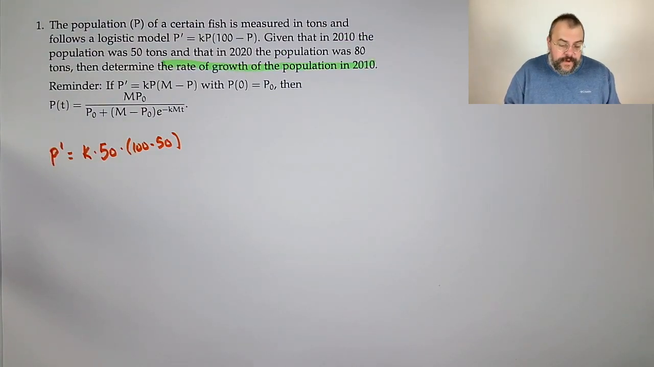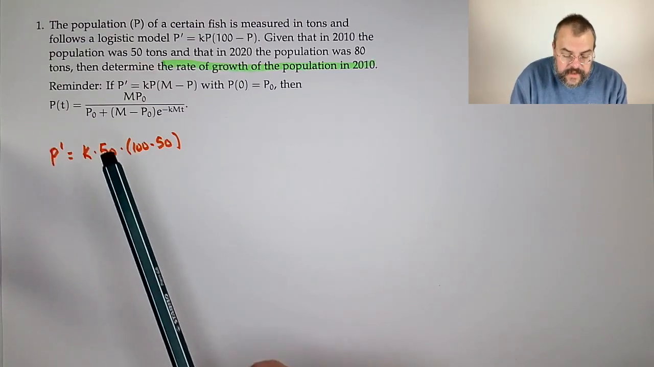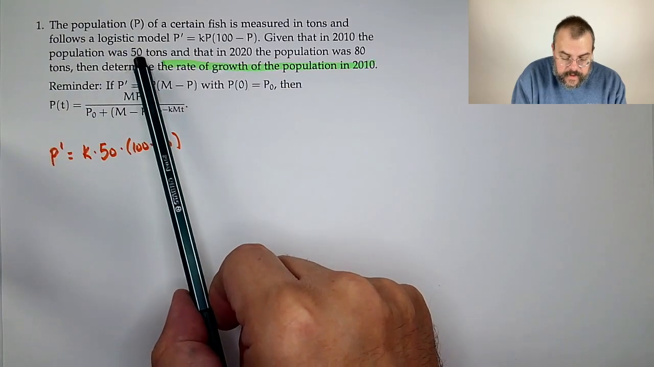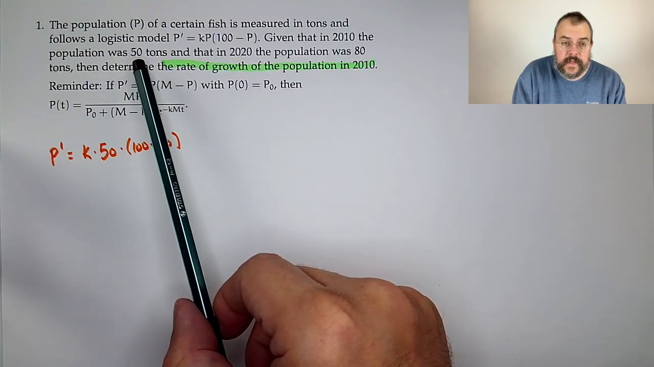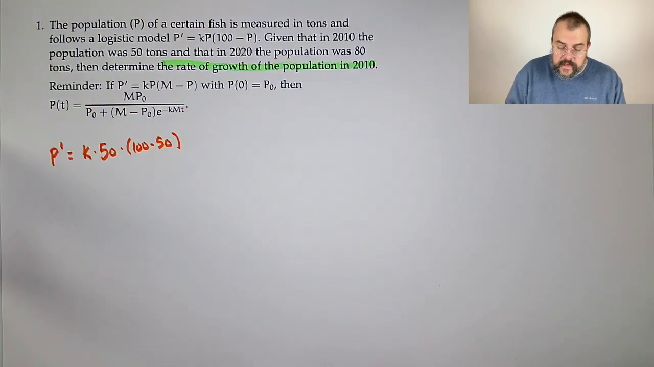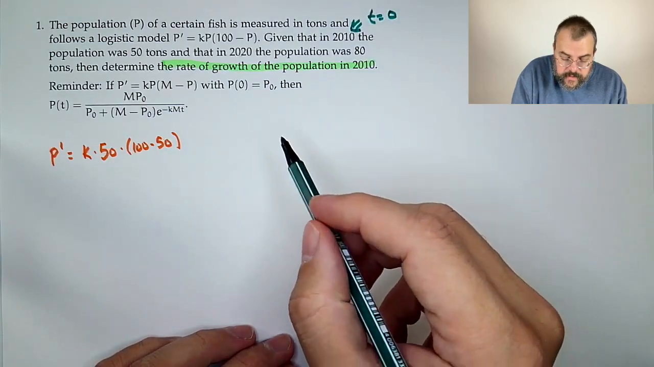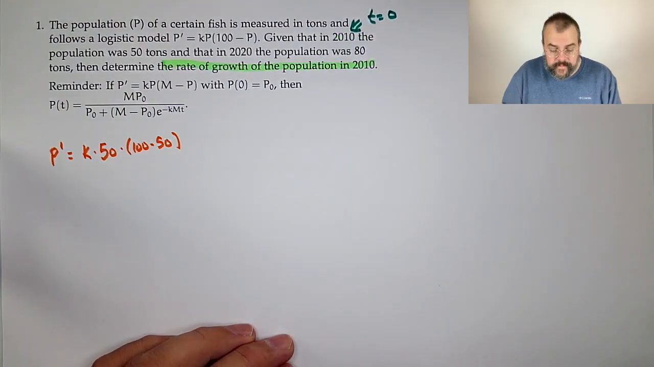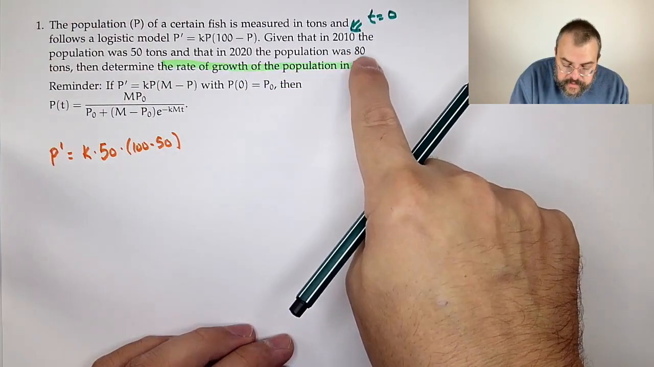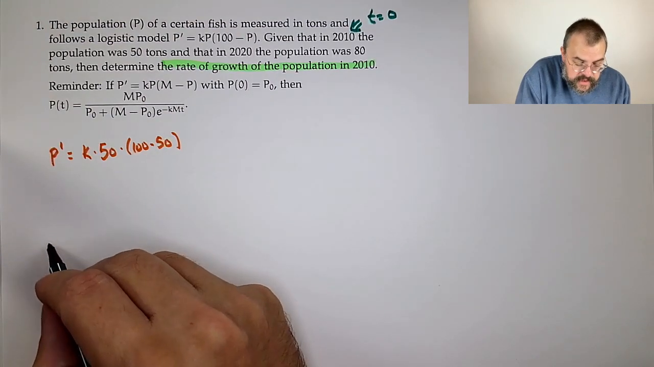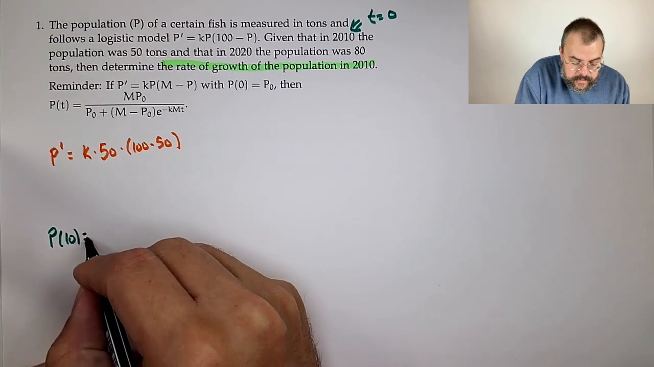All right, so we've got to find K. How do we do that? Well, we're going to use the rest of the information here. The good thing is it gave us the formula for the logistic model. And 50, we know that's our initial population. So we're going to think of 2010 as being time 0, and 2020 as being time 10. So we need to use this other information, that in 2020 we're at 80 tons. So we could say P of 10 is equal to 80.